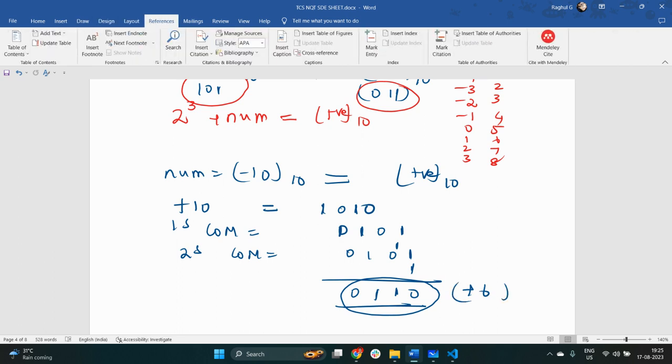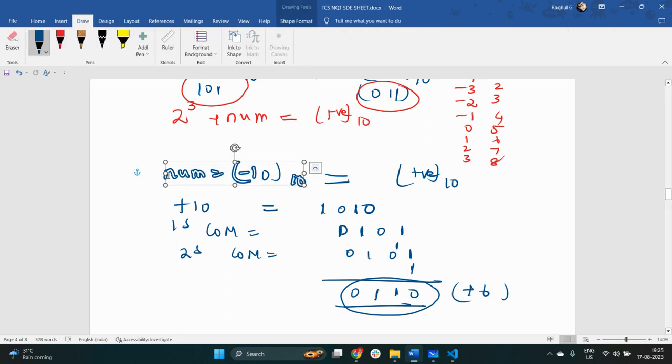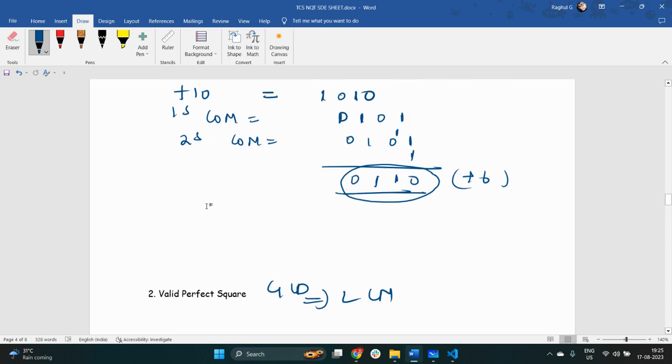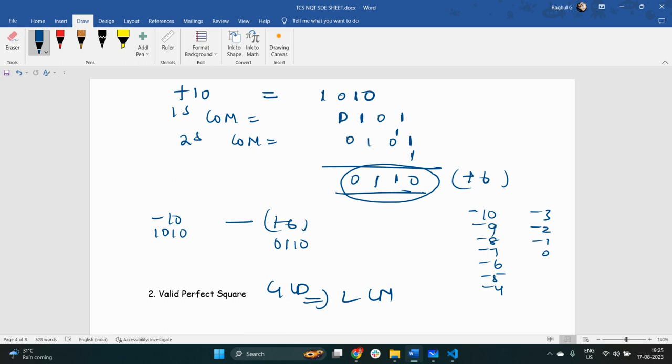Okay, for a clear view, let's find the number of digits between -10, which is 1010, and plus 6, the equivalent decimal number of minus 10, which is 0110. So minus 10, minus 9, minus 8, minus 7, minus 6, minus 5, minus 4, minus 3, minus 2, minus 1, 0, 1, 2, 3, 4, 5, and 6.